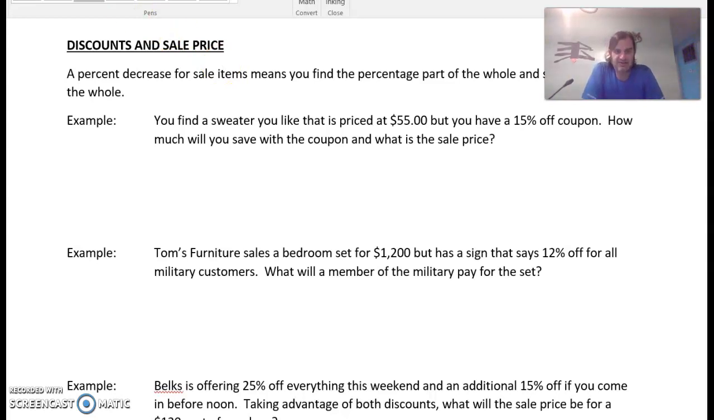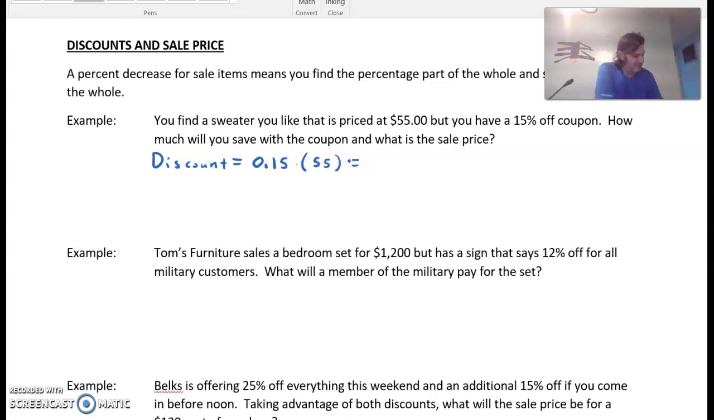It says you find a sweater you like that is priced at $55, but you have a 15% off coupon. How much will you save with the coupon, and what is the sell price? So let's see here. The discount, or how much you will save. We're using that percent formula. We're going to save 15%. We'll write 15% as 0.15 in decimal form, and then it's times the $55.